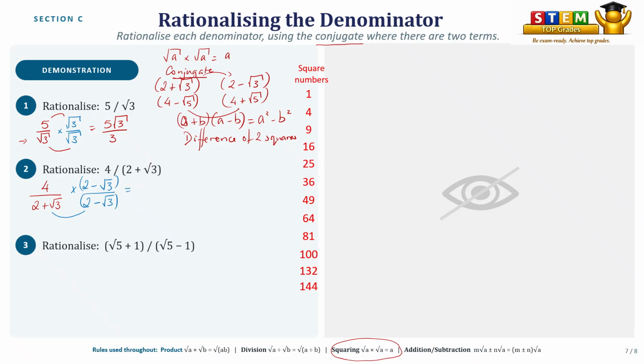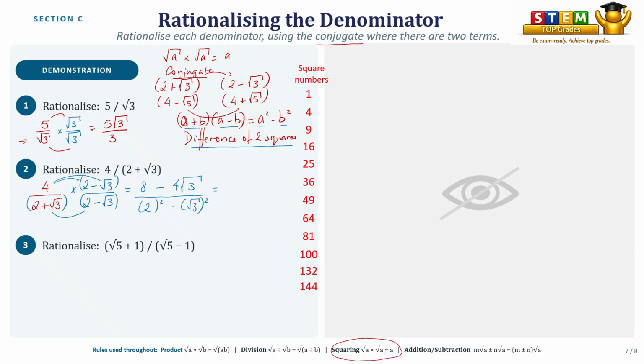And now let's do the multiplication. So 4 times 2 is 8. 4 times negative root 3 is negative 4 root 3. And if you remember, we talked about the difference of two squares. What does that mean? So a plus b multiplied by a minus b ends up with the square of the first term minus the square of the second term. So the square of the first term is 2 squared minus the square of the second term, which is root 3 squared.